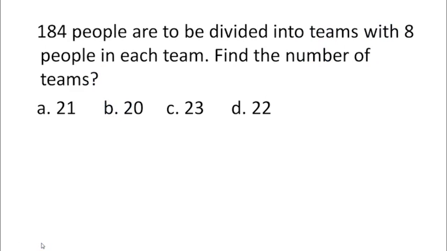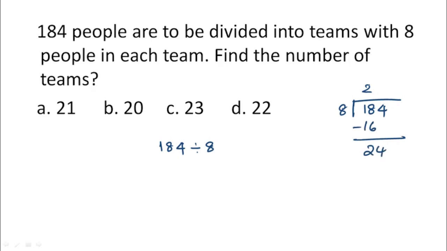184 people are to be divided into teams with 8 people in each team. Find the number of teams. So how many people are there totally? There are 184 people and you have to divide them into teams of 8. So how many teams will be there? 184 divided by 8. So how will you do it? Either you can do it using the long division method, correct? 184 divided by 8 and then try to find out the exact answer. 8 3s are 24. So your answer is 23. Correct answer is option C.